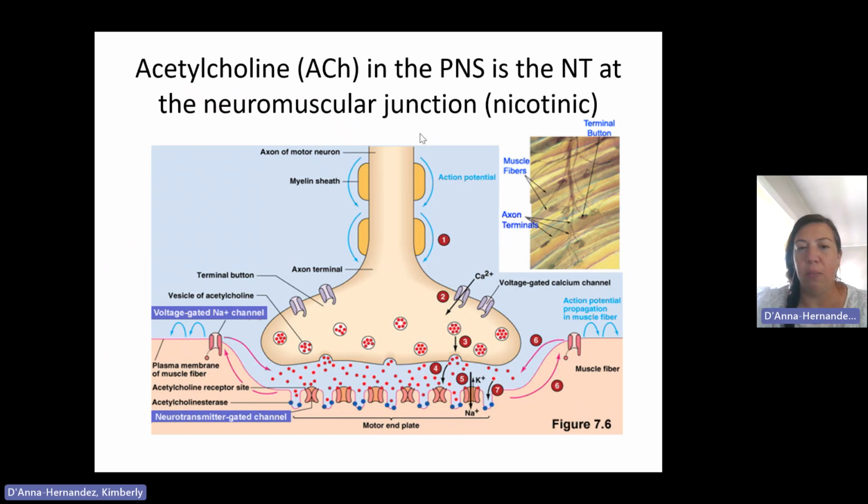So here's in the peripheral nervous system, here's our myelinated neuron. So these would be Schwann cells, axon terminal. We see exocytosis has happened, the acetylcholine has been released. It's going to bind to these ionotropic receptors here, and they're going to open, and they're pretty fast opening.